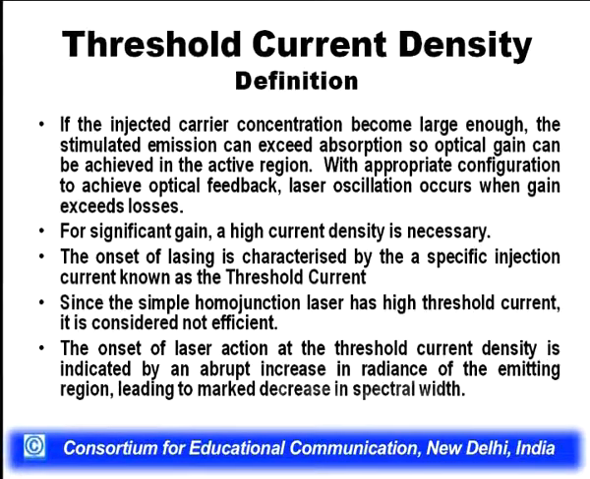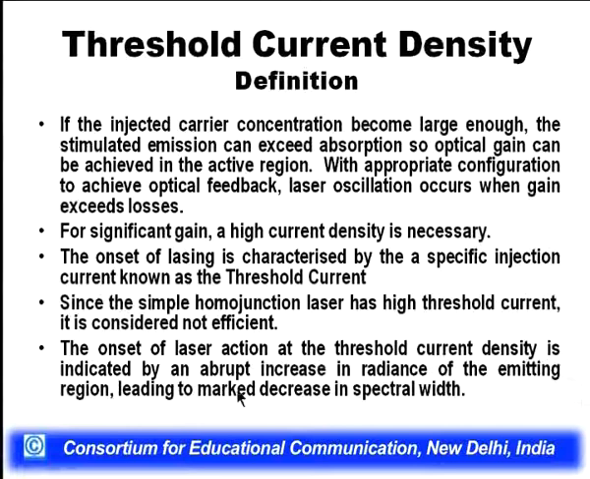With the appropriate configuration to achieve the optical feedback, these are the most important terms in the semiconductor laser. The laser oscillations occur when the gain exceeds the losses. When the gain is more, then we can get the laser output. For significant gain, a high current density is necessary. The high current density we achieve by doping the N and P type atoms.